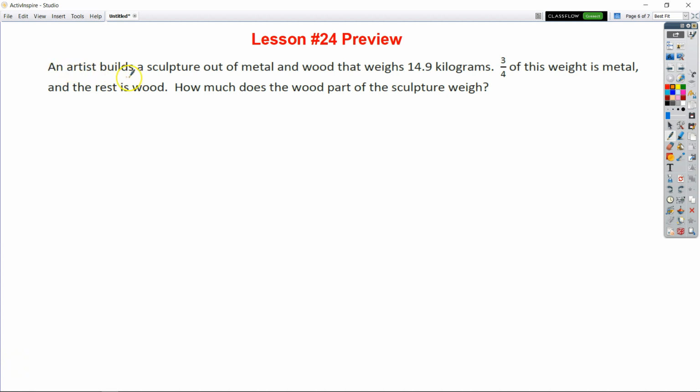All right, it says an artist builds a sculpture out of metal and wood that weighs 14.9 kilograms. 3/4 of the weight is metal, the rest is wood. So first of all, I'm going to pause right there and say I know that the rest would be 1/4. How much does the wood part of the sculpture weigh? So we know that the entire thing is how much weight?